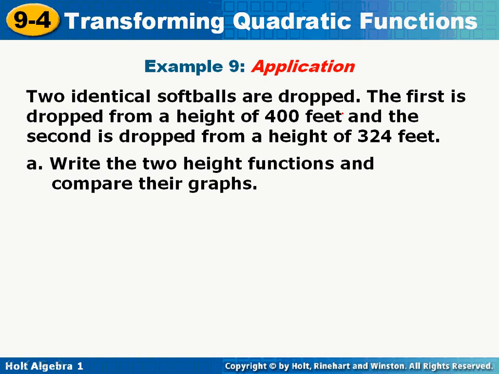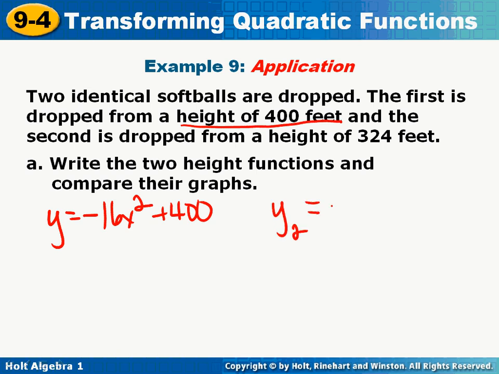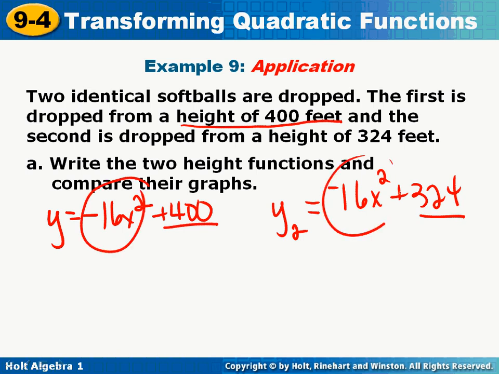We have 2 identical softballs. The first is dropped from a height of 400. So I'm going to do y is equal to, or f of x is equal to, negative 16x squared plus 400. My second graph, I'm going to call it y2, is going to be negative 16x squared plus 324 feet. Now, looking at these 2 graphs, I can tell you right now that this y-intercept is much higher, but the width of the graph is exactly the same.